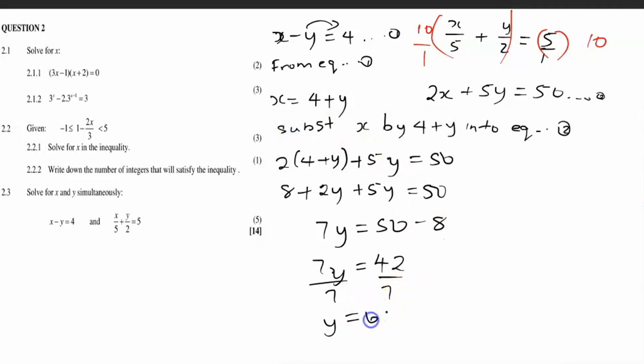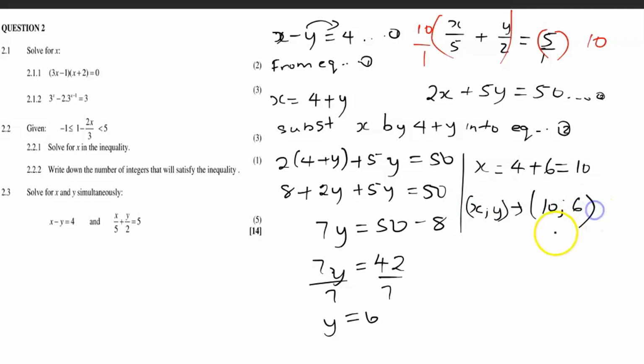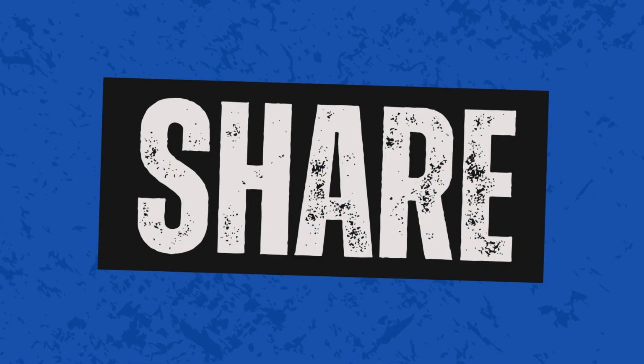So y is equal to 6, and then now you can solve for x just by substituting the y there. So the x is equal to 4 plus 6, which is the same as 10. So that means your x is 10, your y is 6. So these are the only two numbers or digits that satisfy both these equations, or those that make them true.